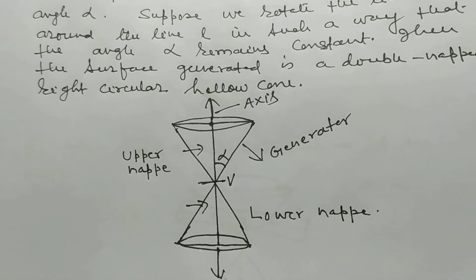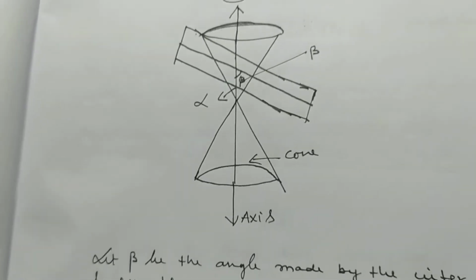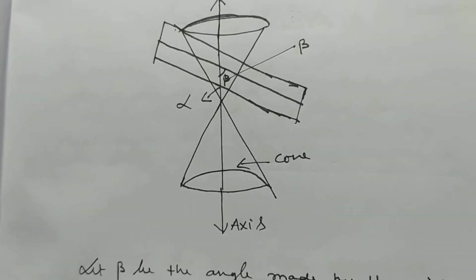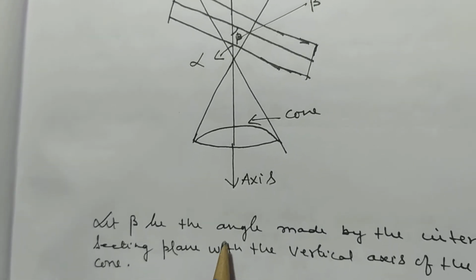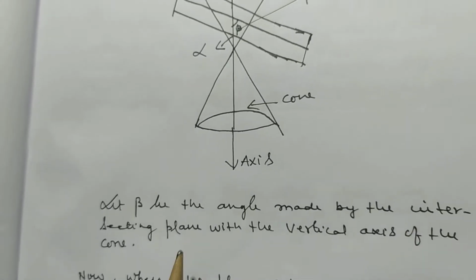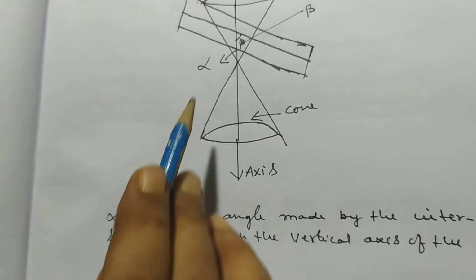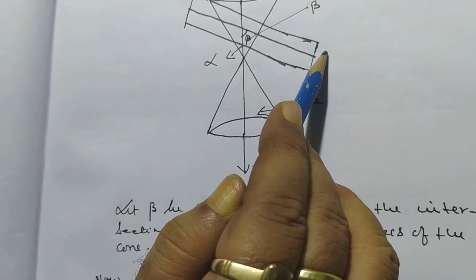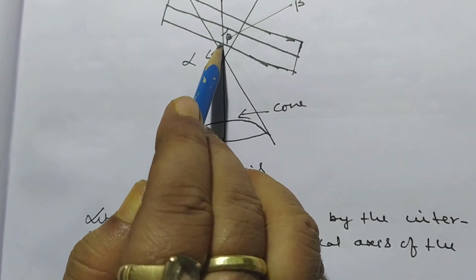Now we will discuss some situations in which the different conic sections will form. Let beta be the angle made by the intersecting plane with the vertical axis of the cone. This angle is beta and this is the plane. And you know that this angle is alpha.